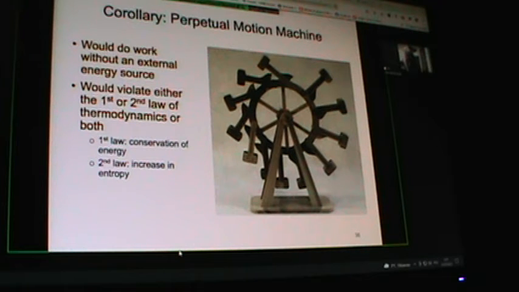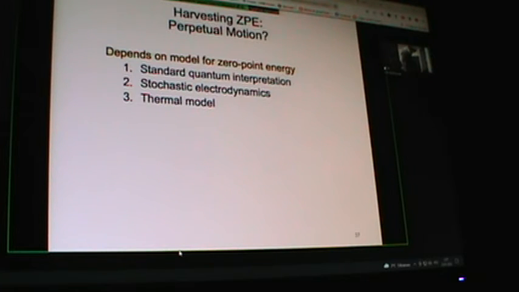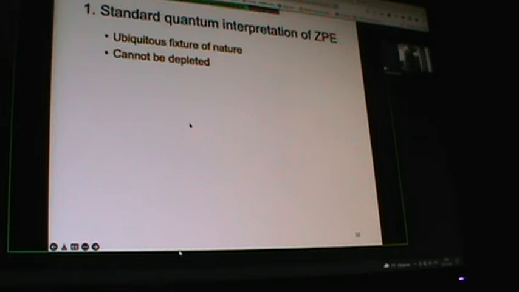So in order to do that, we need to say what we're talking about when we talk about the quantum vacuum and zero-point energy. There are multiple models of it, and I'm going to describe three here very briefly. One is the standard quantum interpretation from Bohr and so on. And then there's also stochastic electrodynamics, which I love. It's a fascinating classical approach. And then something that I'm calling the thermal law. So let's start with the standard quantum interpretation.